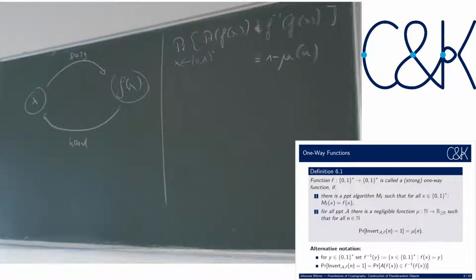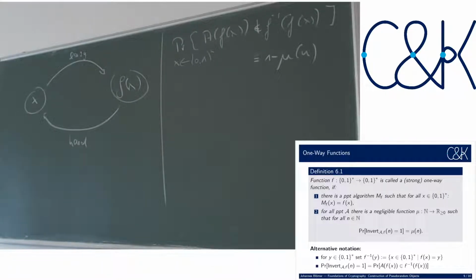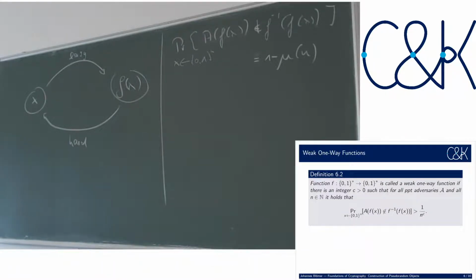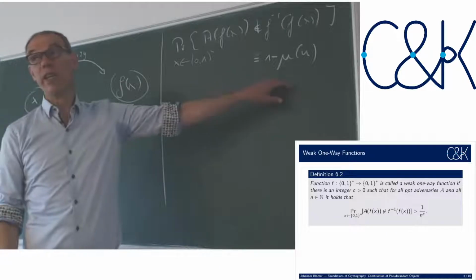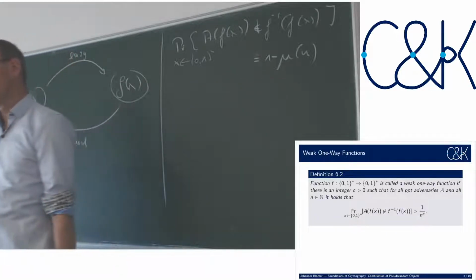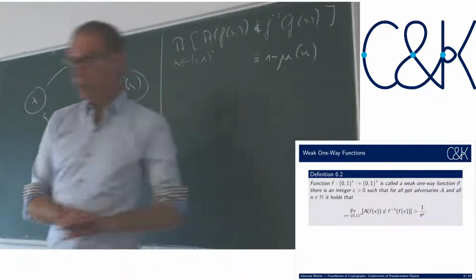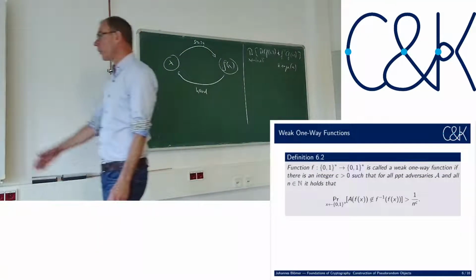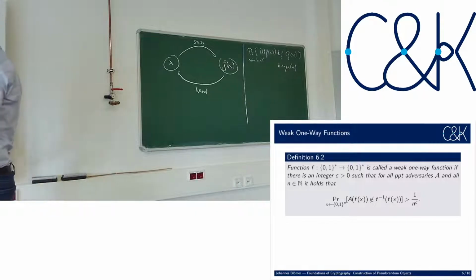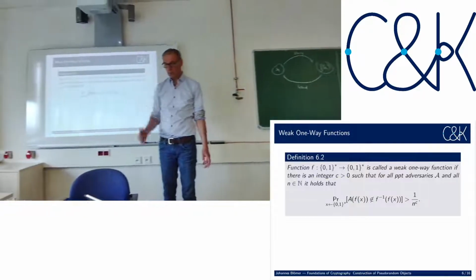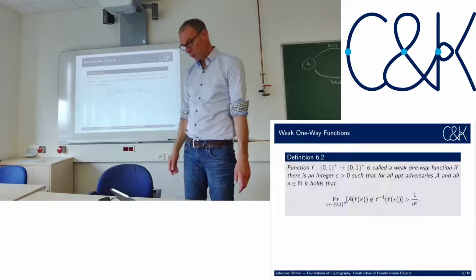Whereas this here means it's bounded away from 0 by this function 1 over n to the c, which is very different. Bounded away from 0 by this 1 over n to the c is not being really, really close to 1. So these are really different definitions and different requirements.